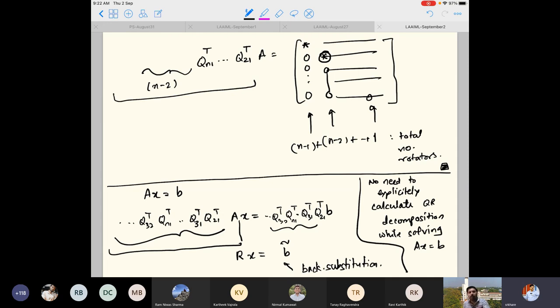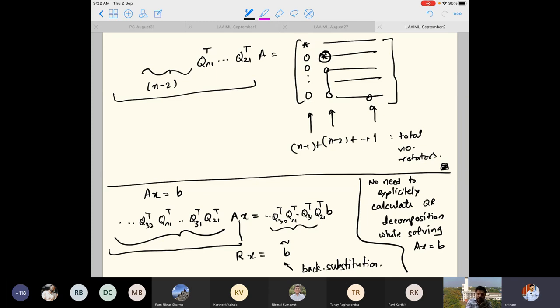So this is something about rotators. Is the discussion clear, like what we discussed and how these rotators can be used to build this thing? Sir, but we still need to multiply them in order to compute B tilde and R, right? Yeah, but that's okay. That is what you have to understand.